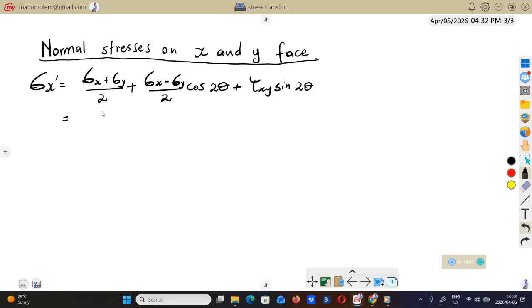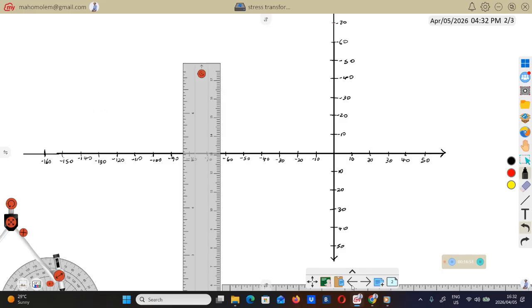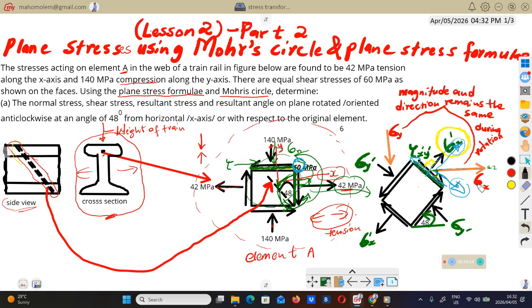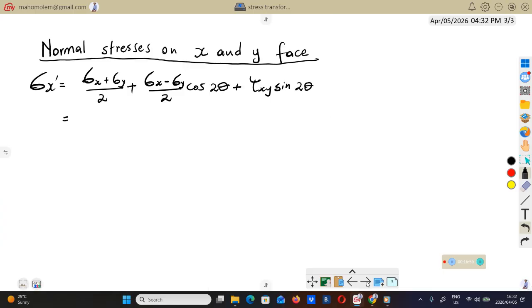Stress X, stress acting on the X face, is going to be the 42. So remember, if we have an element like this, we're going to call this one the X face. So the stress acting on this X face, this is the X face, this one is 42. So this 42 is the stress acting on the X face.